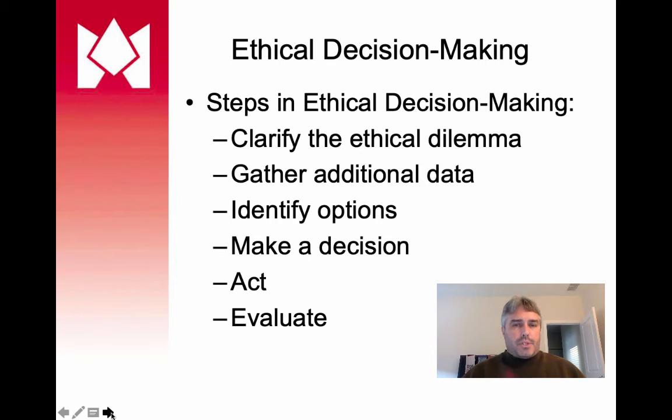So how do you make ethical decisions? Well, your textbook gives you this kind of step-by-step process. Clarify what that dilemma is. Gather additional data. What else do I need to know to make an informed decision about this ethical dilemma I have in front of me? Come up with the options, figure out what maybe potentially the best decision is, act on that decision, and then evaluate, right? Did I do a good job of understanding what the ethical dilemma was? Did I put a good plan into place? And on acting on that, did it work?